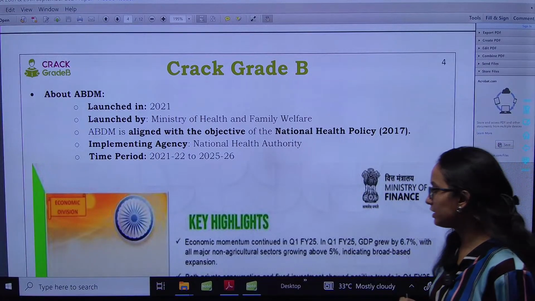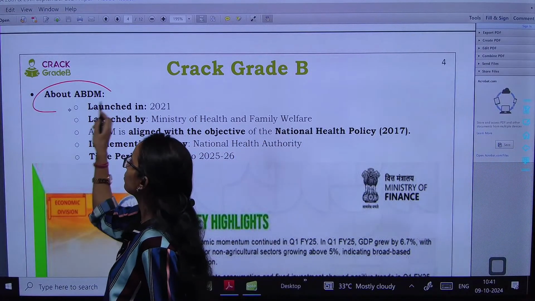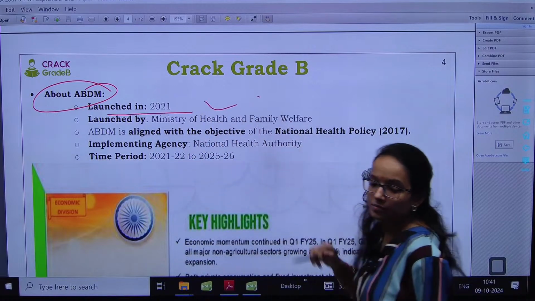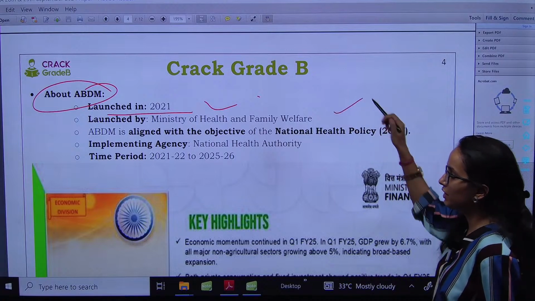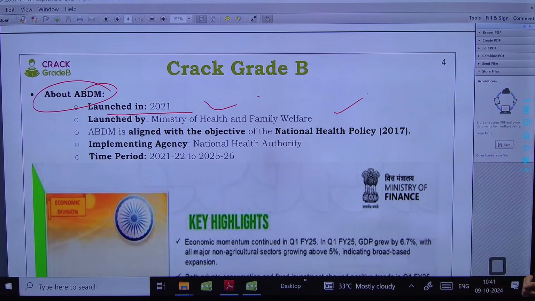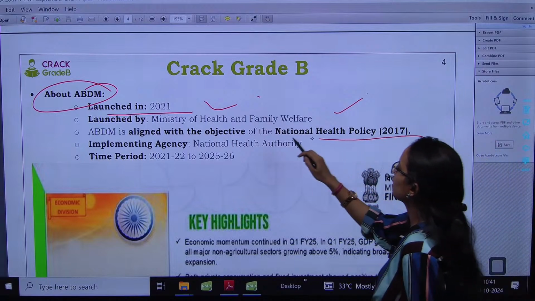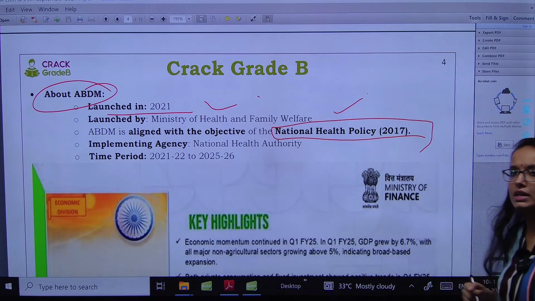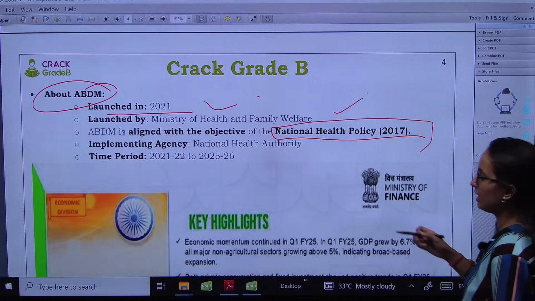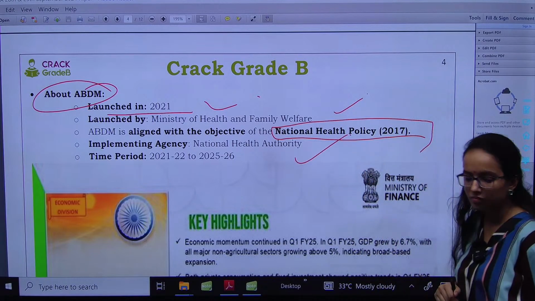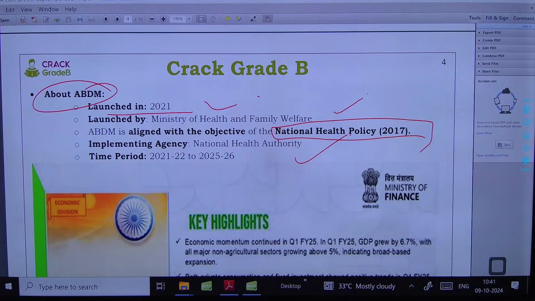Now, let's discuss a few features about the ABDM. The Ayushman Bharat Digital Mission was launched in 2021 under the Ministry of Health and Family Welfare. It is also aligned with the overall objective of the National Health Policy. And the implementing agency is the National Health Authority.